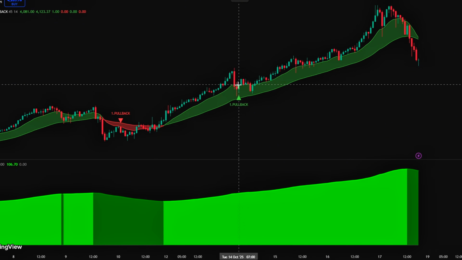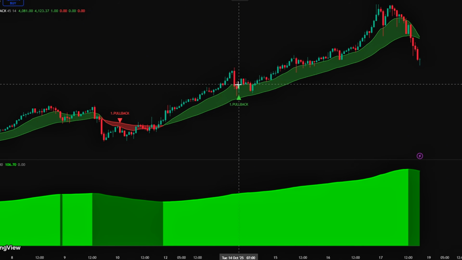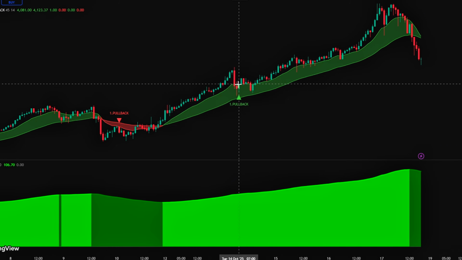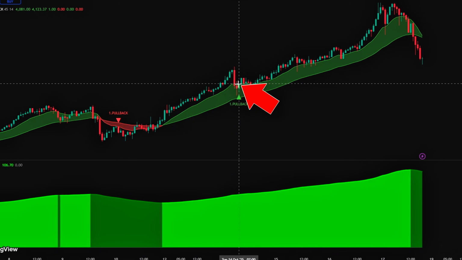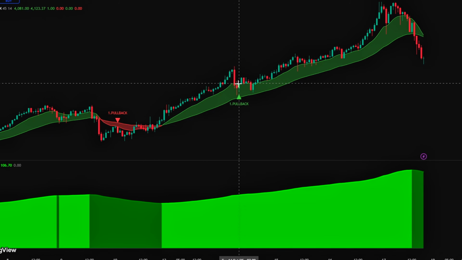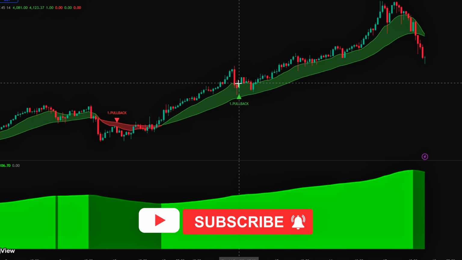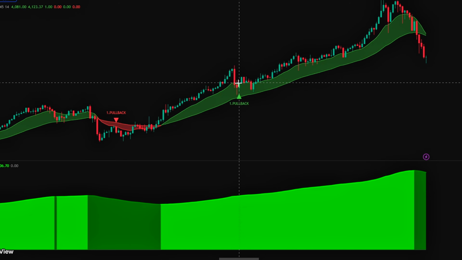3. Price action confirmation. A bullish candle closes after the pullback signal, validating that buyers are stepping back in. This candle serves as your final trigger. Without it, the setup is considered incomplete.